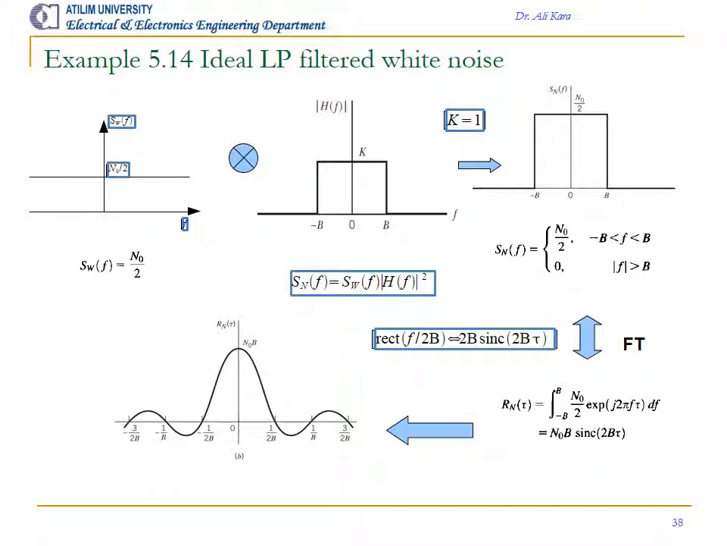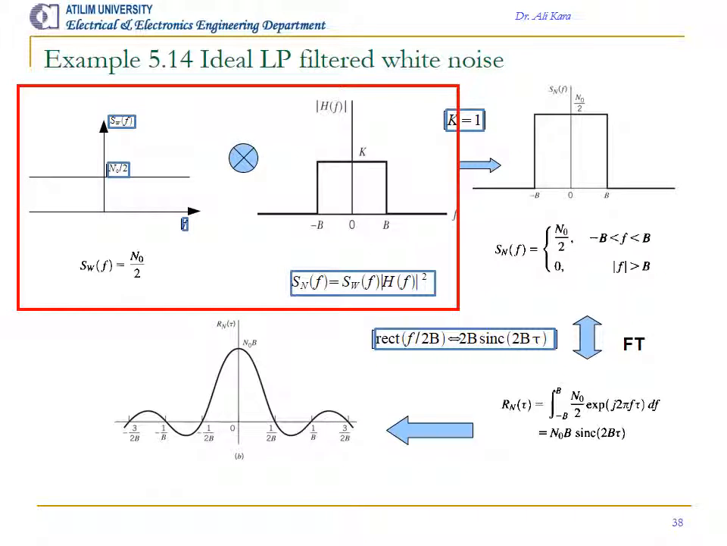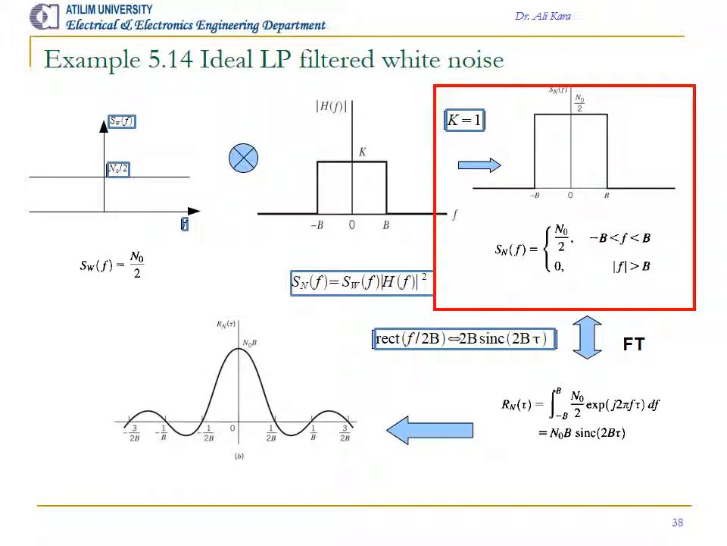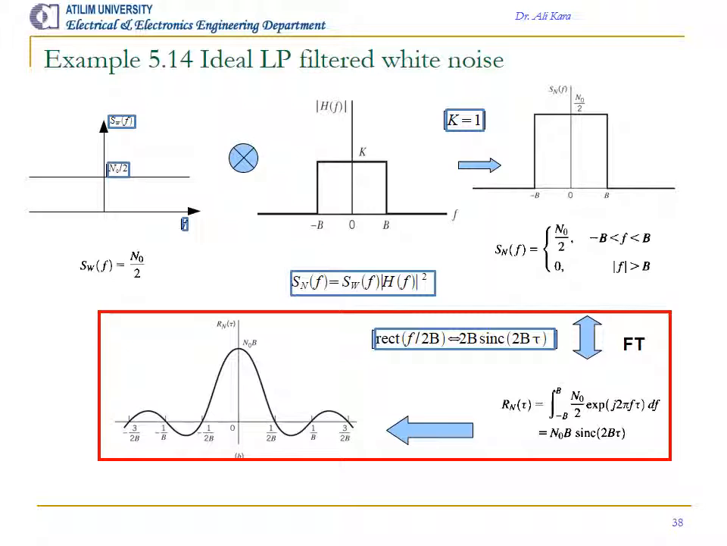Example 5.14: ideal LP filtered white noise. Consider passing the white Gaussian noise through a rectangle-shaped filter, whose frequency response is H of f. The resulting signal is Sn of f, which is rectangular in shape and has an amplitude N0 over 2. Given that H of f has unit amplitude, we know, from what we learned in previous sessions, that the inverse Fourier transform of Sn of f yields the autocorrelation function Rn of tau. Remembering that rectangle and sinc functions form a Fourier transform pair, we see that Rn of tau is equal to N0 times B times sinc of 2B tau, where B is the cutoff frequency of the two-sided response function.